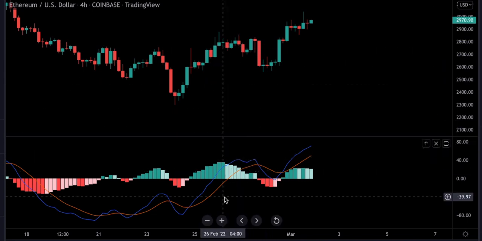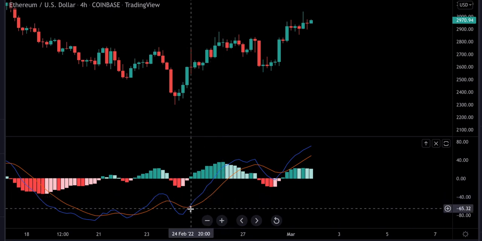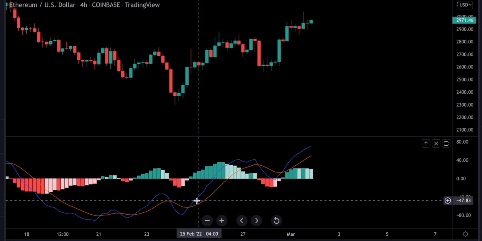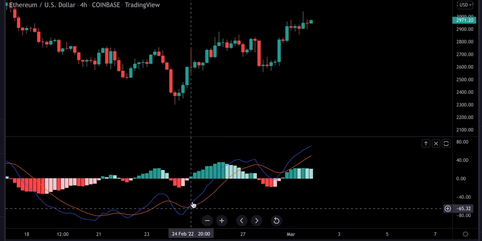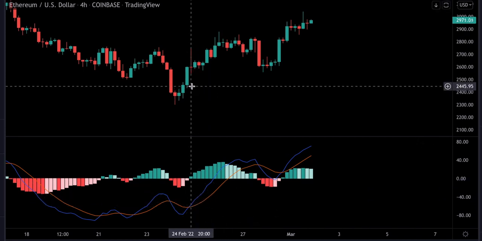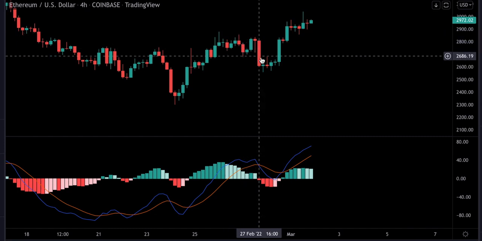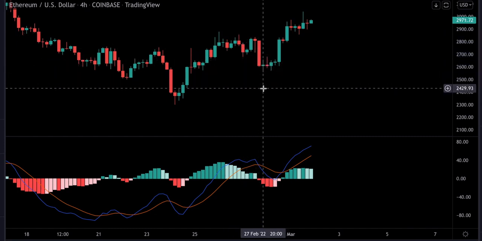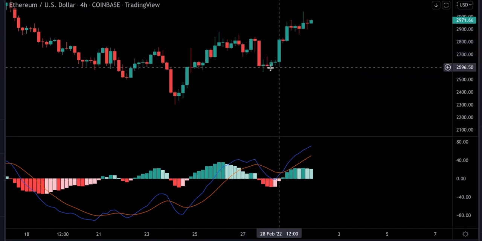One of the best signals that this indicator can give us is whenever you see these lines crossing each other. So this is a long signal, the blue line is above the orange one. We see that this was a pretty good signal right there. And we also have a short signal right there, but of course, this was a losing trade.